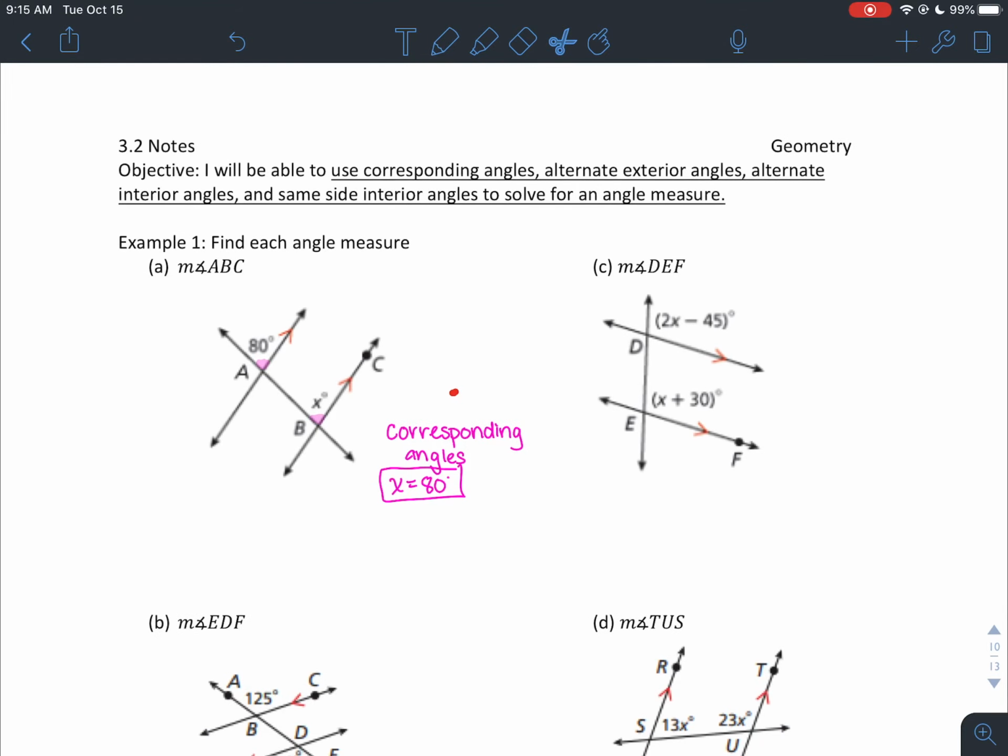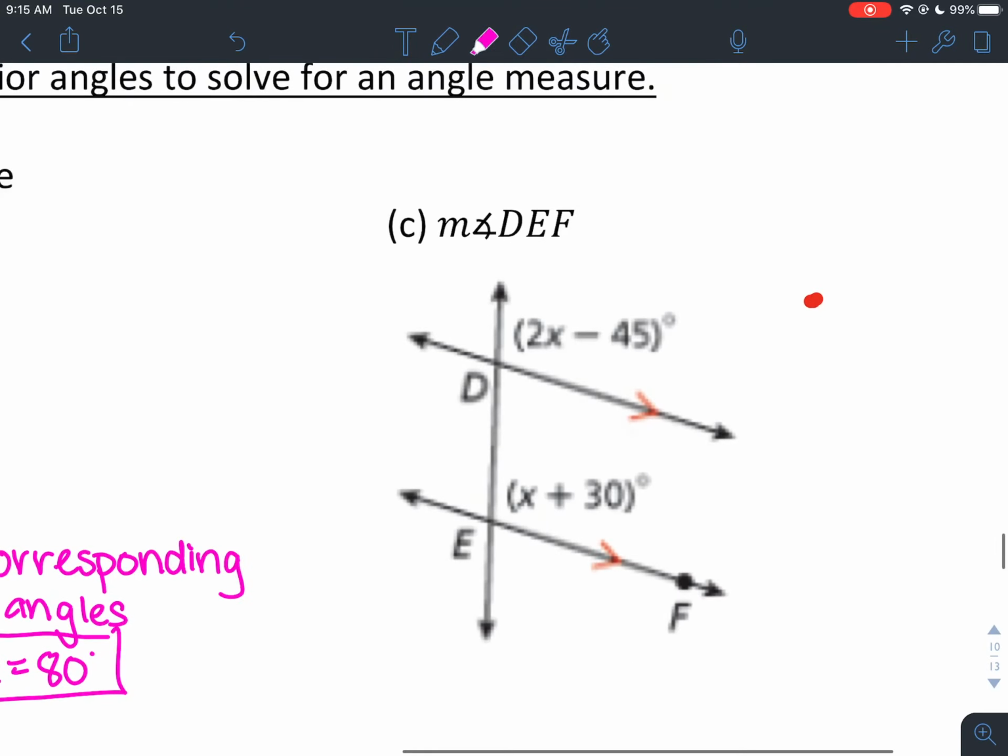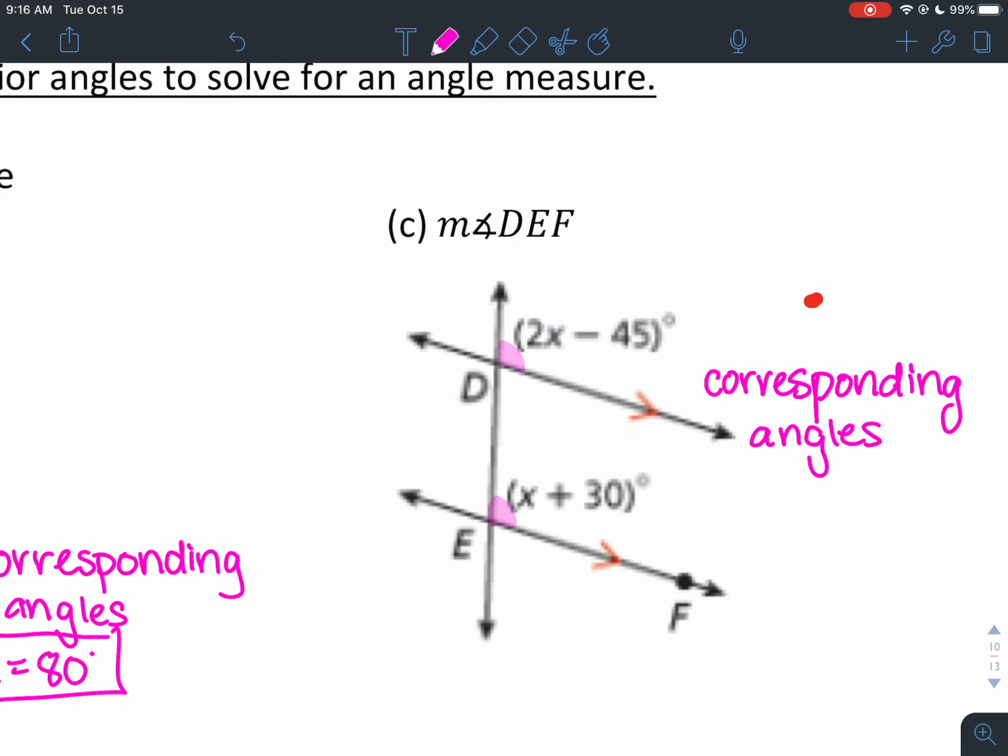Okay, going over to the next example, so now I'm going to look at C. I know that these two lines are parallel because they have these red arrows on them, and then this would be my transversal. So now the angles that I'm looking at are up here and over here, and these two angles are called corresponding angles. Again, we have corresponding angles, and corresponding angles are congruent if and only if lines are parallel, which they are.